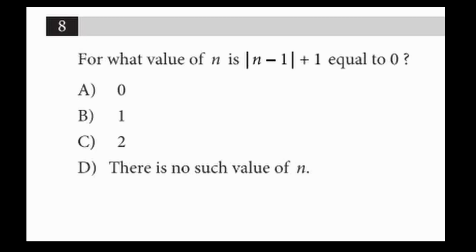So number 8 should be quick and easy. For what value of n is n, absolute value of n minus 1, plus 1 equal to 0? Well, we know absolute value is always positive, plus 1. It's going to be no value. It's never going to be negative.